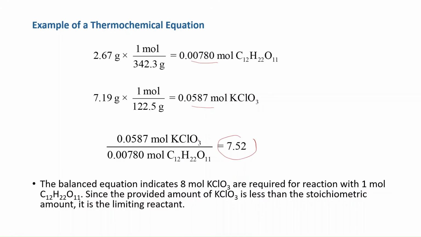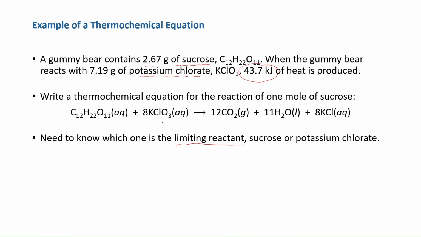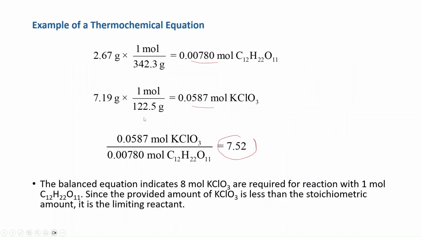And they say the potassium chlorate to sucrose is 7.52. But if you go back to the equation, you need 8. 1 mole of sucrose needs 8 moles of potassium chlorate, but what they give us is 7.52. So that tells you right there the potassium chlorate is the limiting reactant. Just another way of doing it. You can do it any way you prefer. This is simpler. On the other hand, you learn to do it the other way. So whichever works best for you, that's what you want to do.